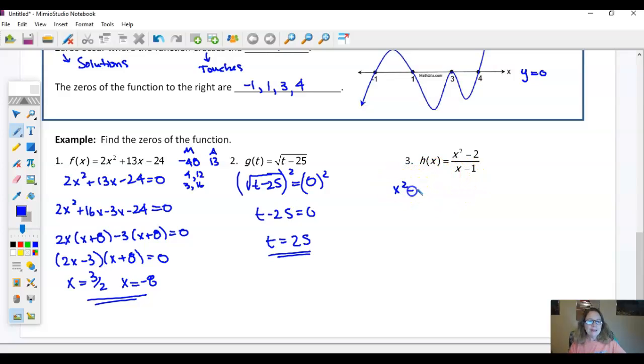On example 3, we'll set our equation equal to 0. Now on this one, we need to get rid of that denominator, right? So I'm going to multiply both sides by that denominator. So on the left-hand side, it's gone. We're left with x squared minus 2, and then 0 times anything is 0. That's really pretty easy, right? So we'll add 2 over. X squared equals 2. Square root both sides. X equals a positive square root of 2 or a negative square root of 2 for our answers.